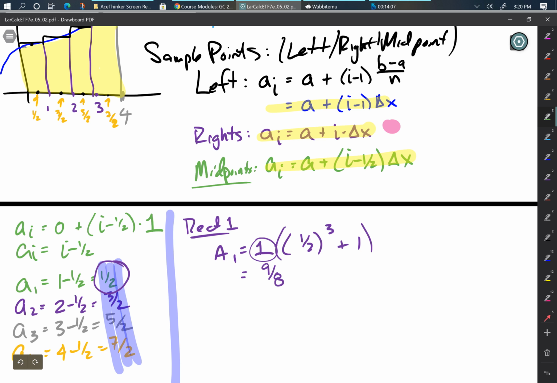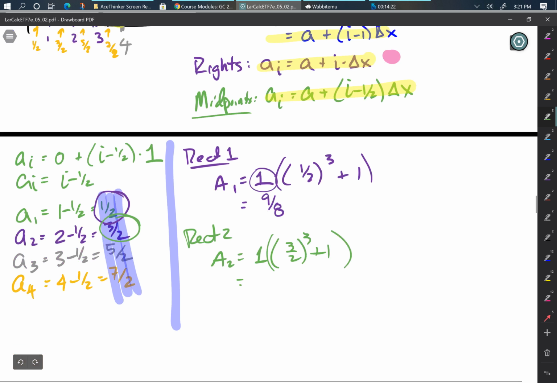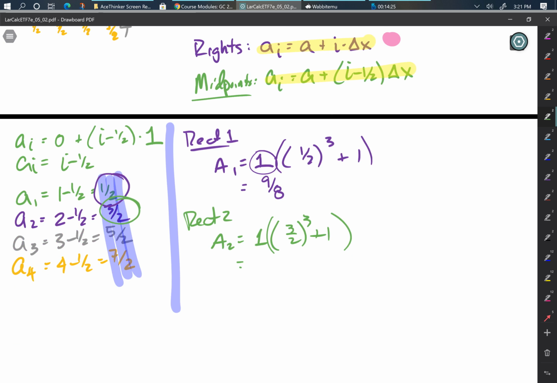All right, rectangle number 2. Area of rectangle number 2, base is 1, height is going to be the value of the function when x is 3/2. So 3/2 cubed plus 1. Let's see, 3/2 cubed is 27/8 plus 1 would be 35/8.